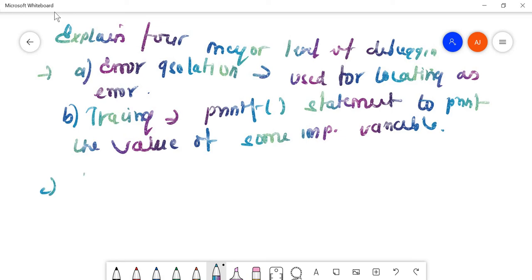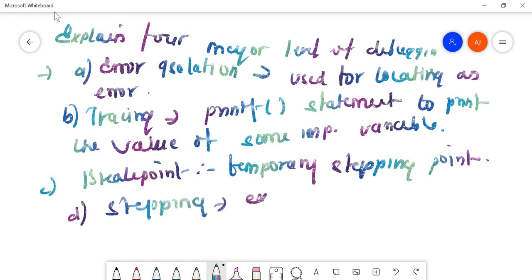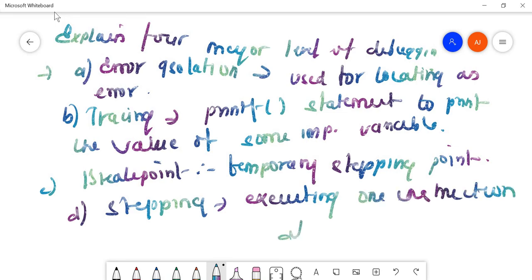C is breakpoint. It is also called temporary stopping point. Next, D is stepping. Stepping means executing one instruction at a time. So these are the 4 steps of the major levels of debugging.